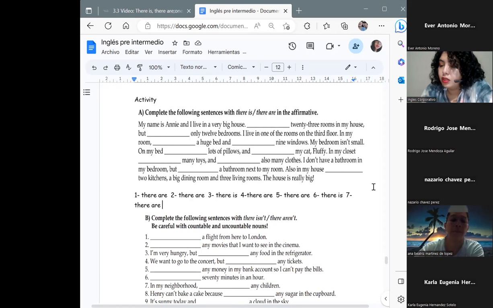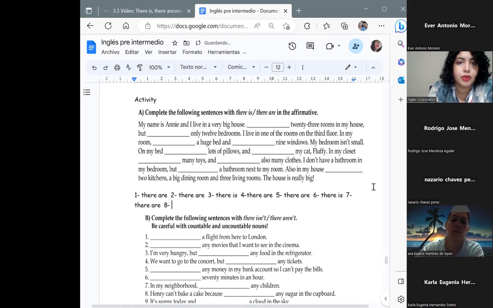Ok, vamos a ver, en este caso, it says, also many clothes. Aquí normalmente utilizaríamos quizás there is, porque estaríamos diciendo, there is clothes, hay ropa. Pero en este caso, como sí llevamos el many, aquí sí tendríamos que utilizar el there are, porque está diciendo hay mucha, ¿verdad? Mucha ropa. En ese caso son muchas prendas, ¿verdad? Entonces, en este caso sí es there are. Vamos a ver el siguiente.